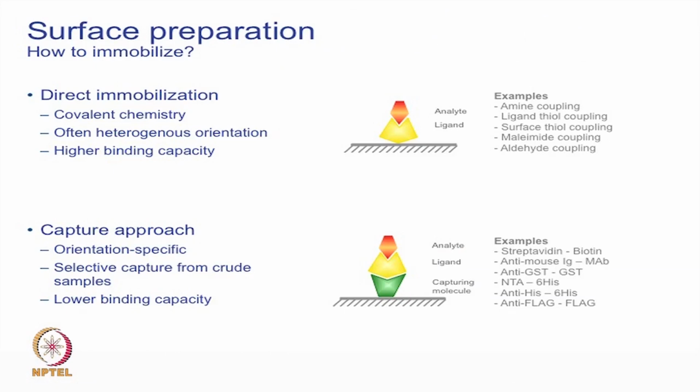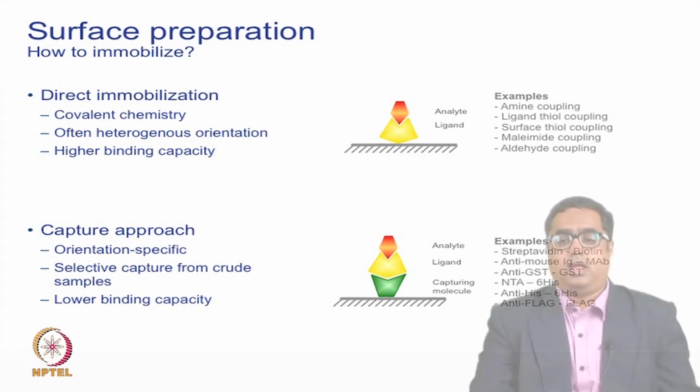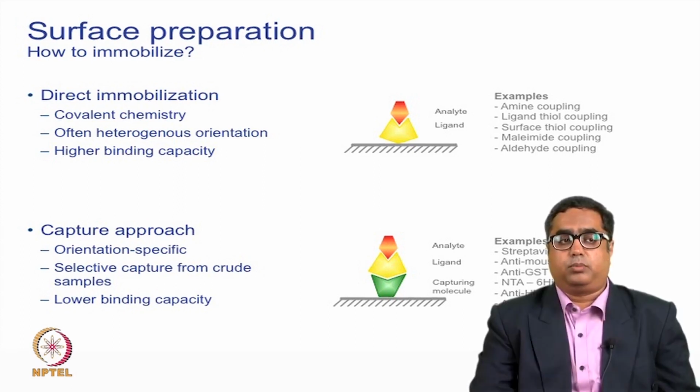Immobilization is done by the direct method as we just discussed, and that immobilization can be by covalent chemistry and there will be high binding capacity. Examples of direct immobilization are amine coupling, thiol coupling, aldehyde coupling and maleimide coupling, which are the methods that are available.